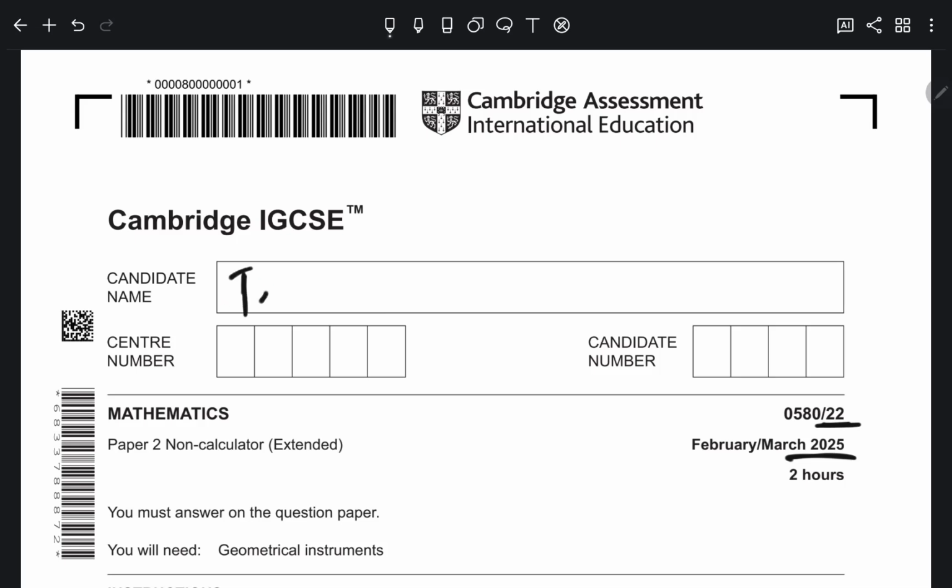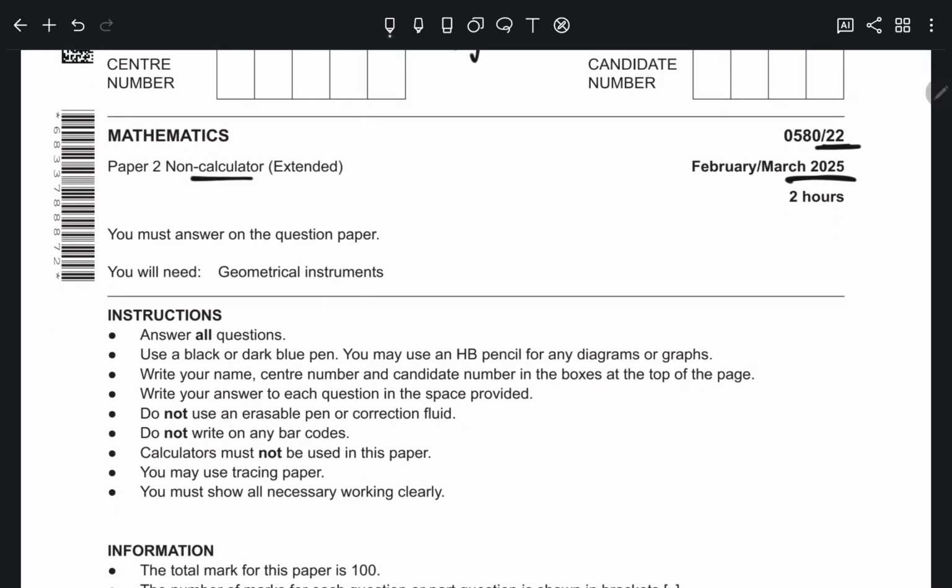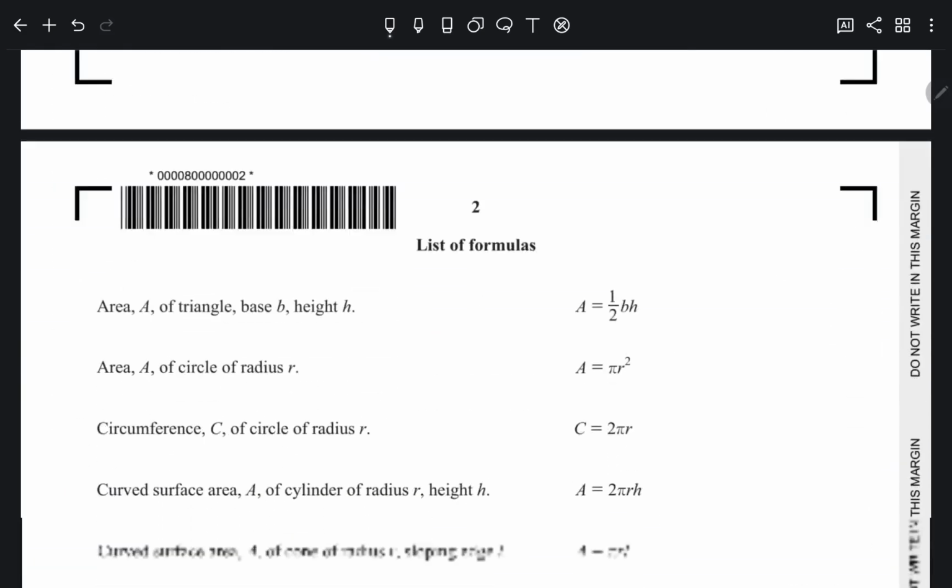And now I'm going to write, this is none other than Tim Clarify. So it is you and I together. The Clarify babies and Mr. Clarify. Are you ready? Let's get to work. So this is the non-calculator exam. Right, let's see how it goes.